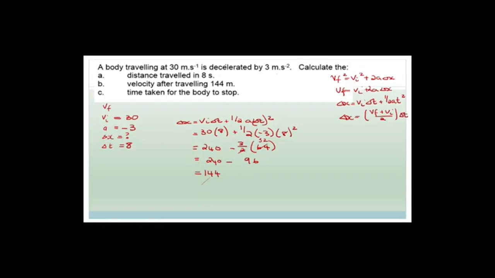And we need to check the units we're using, and the units we're using is SI units. So therefore this is meters. So we can say that we've worked out the displacement in 8 seconds to be 144 meters. Okay. Right.